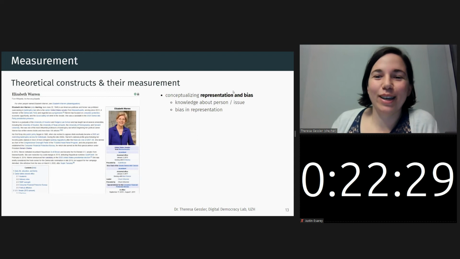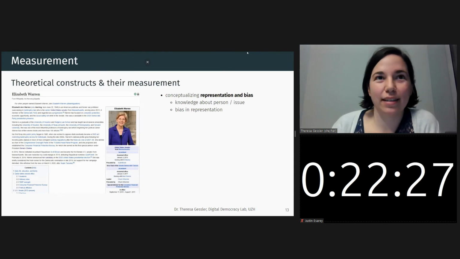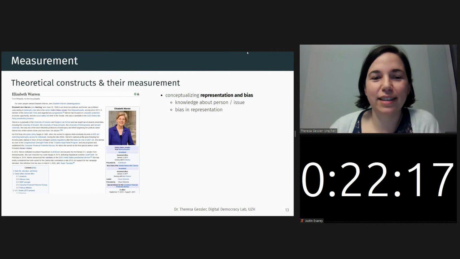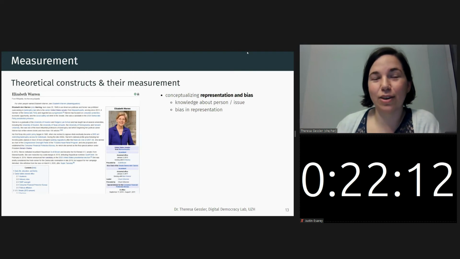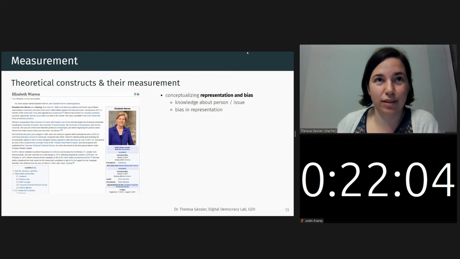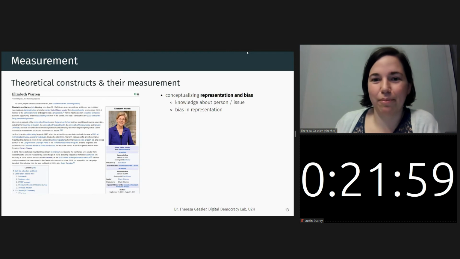First, talking about representation and bias. I think the most important step in this is to come up with a proper conceptualization, because when we think about how a person is represented on Wikipedia, on the one hand, there's knowledge about the person or the issue, but there are also potential biases that might be in this representation. Typically, we solve this by a comparison. So comparing female to male legislators, for example.